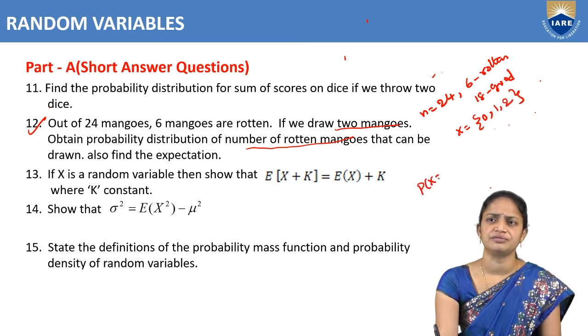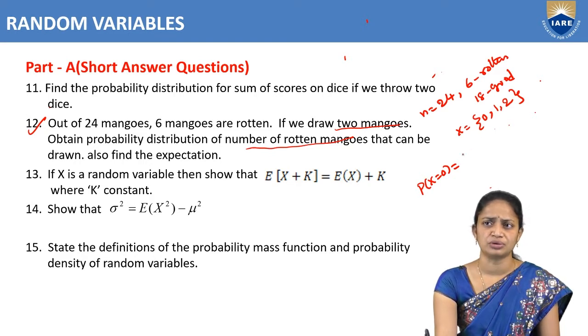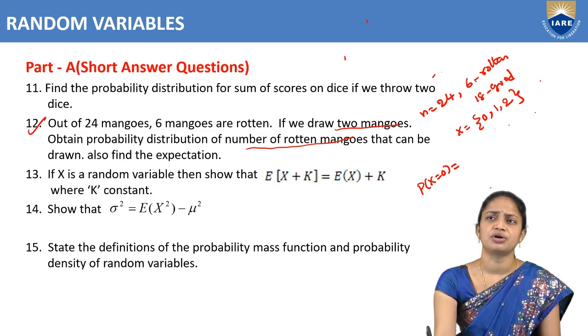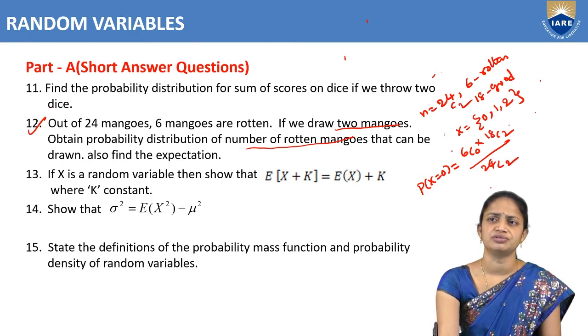First of all, we need to find P of x equal to 0. That means 0 rotten mangoes. So we have to choose 0 rotten mangoes from the 6 rotten mangoes, that is 6C0, and the remaining 2 we have to take from the good mangoes, 18C2. The total number of outcomes is 24C2.